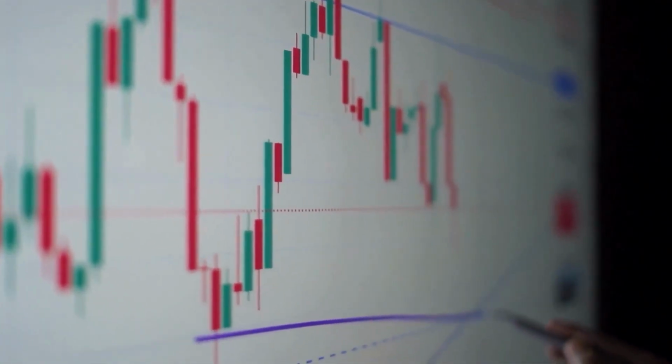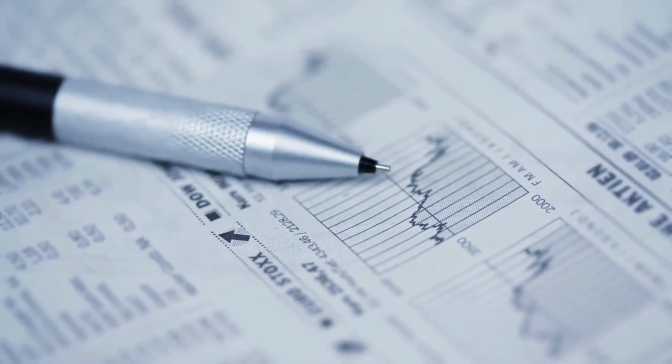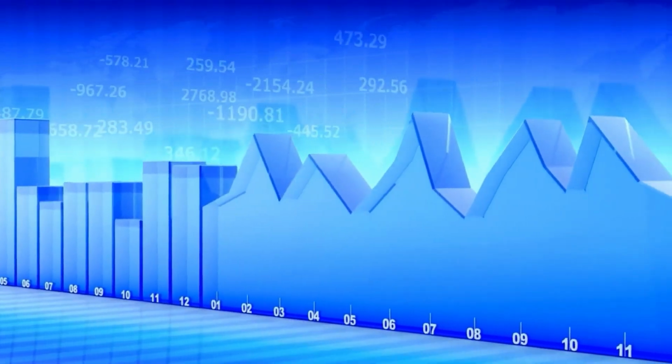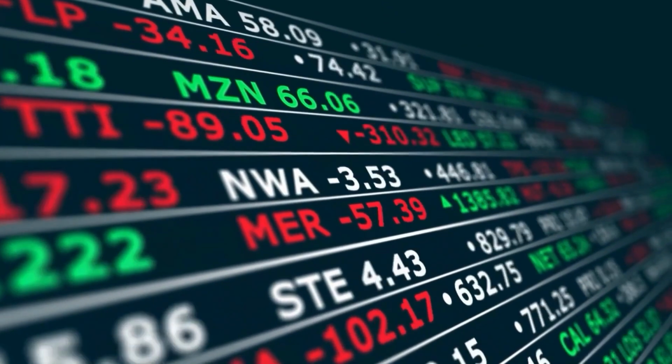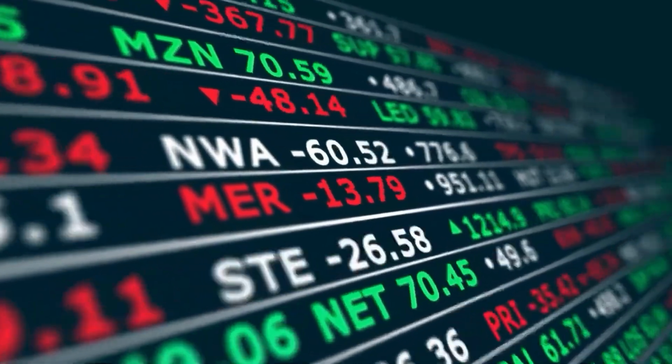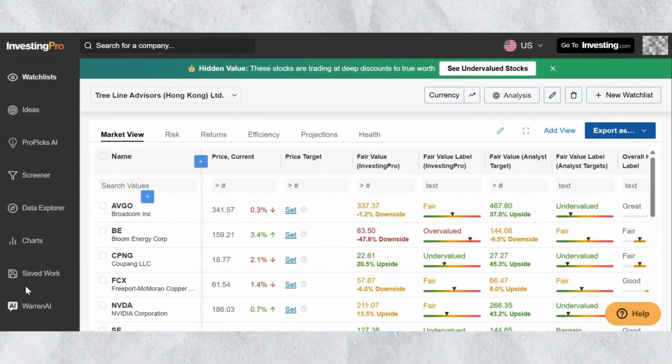Alright, we already know how to analyze a stock, but now comes a question I get all the time. How do I find good stocks in the first place? Because the market has thousands of companies, you can't check them one by one. For that, InvestingPRO has 4 tools that I use constantly and that I think are among the best on the entire platform. The first one is called Warren AI.